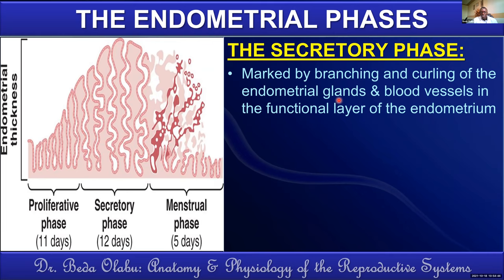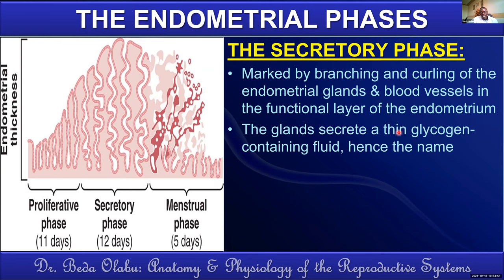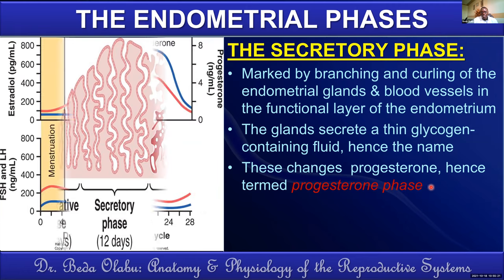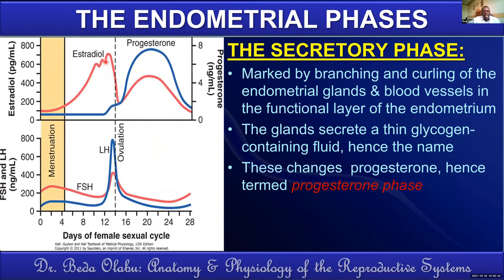If you remember the image I showed you of how blood vessels go into the endometrium, these glands secrete glycogen-rich fluid, and that's why we call it the secretory phase. And these changes are largely because of progesterone. Remember, I told you, ovulation has taken place in the ovary, and so we have the corpus luteum. And so this corresponds to the luteal phase of the ovary. Therefore, it corresponds to the progesterone phase of the ovary. The secretory phase is therefore called the progesterone phase. Perhaps this graph of the hormones will make it easier for you. So the menstrual phase is that period there.